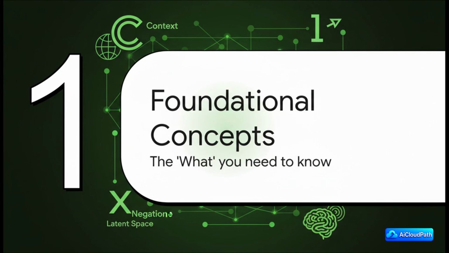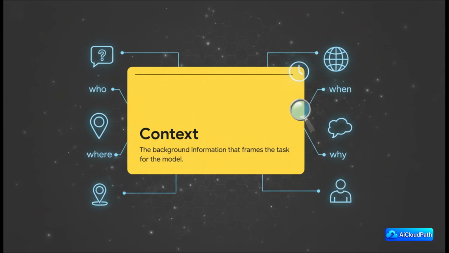Okay, let's start with the absolute building blocks. To really communicate effectively with an AI, you've got to understand its language. These are the core concepts that form the foundation of every single great prompt you'll ever write. First up is context. The easiest way to think about this is you're setting the scene for the AI. You're giving it the who, what, where, and when. So for example, instead of just saying, write a story, you'd provide context like, you are a detective in 1940s New York. That little bit of context completely changes the output, right?